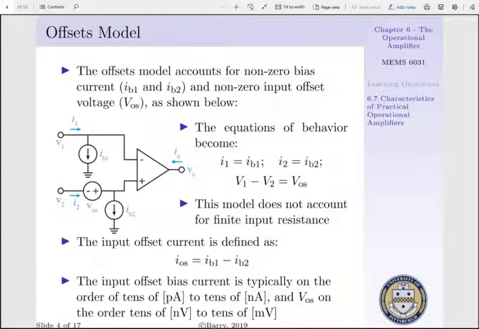Now, we have a term, the input offset current, which is given as the difference of our bias currents. We note that IB1 and IB2 do not have to be equal, they can differ, and this is designated as IOS. Now, what's unique about this model, in that it captures the practical behavior of operational amplifiers, is that our input offset bias currents are typically pretty small, on the order of tens of picoamps to tens of nanoamps. And our offset voltage is on the order of tens of nanovolts to tens of millivolts, also small values.